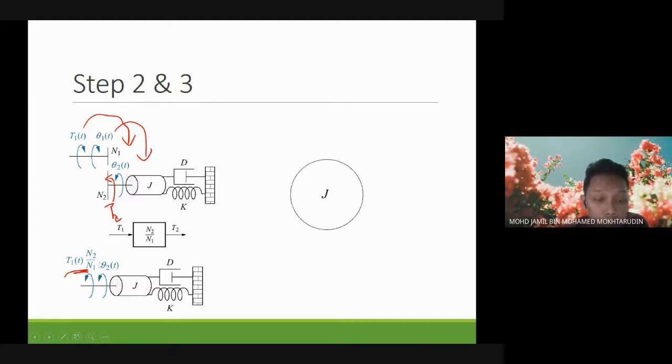And then when you bring the torque here, now the system has no more gears. The gear is gone, it has been reduced, we can remove it. Now the system becomes a normal rotational system without gears. Now we can draw the free body diagram.